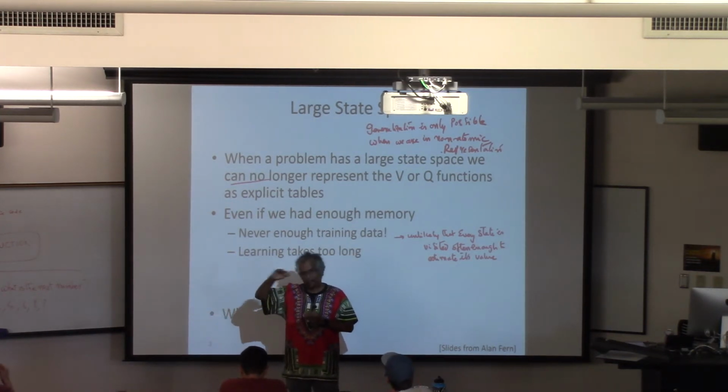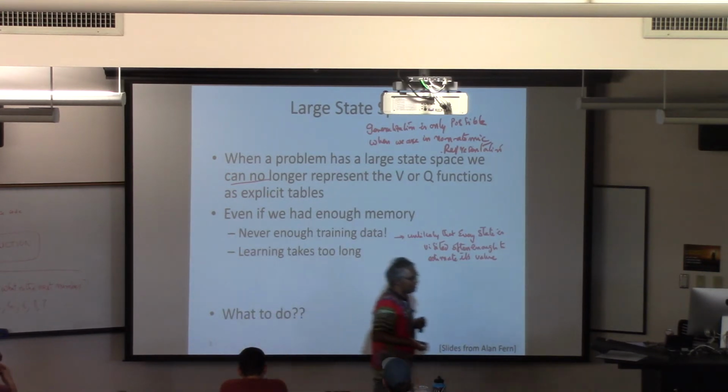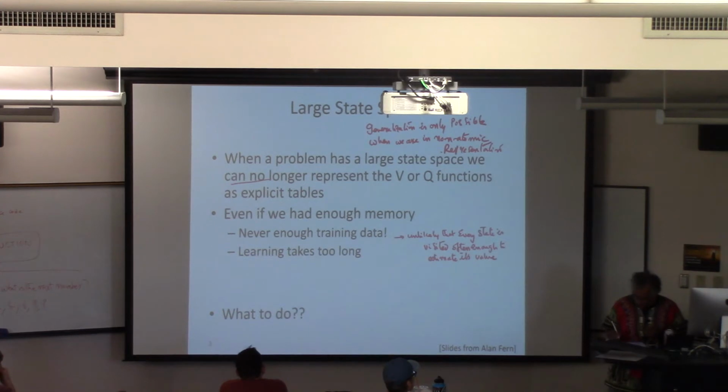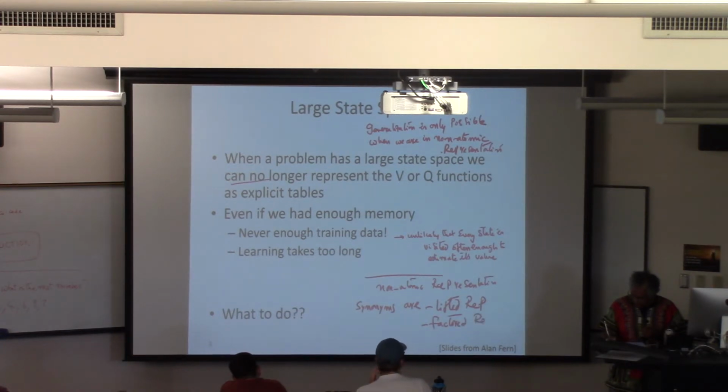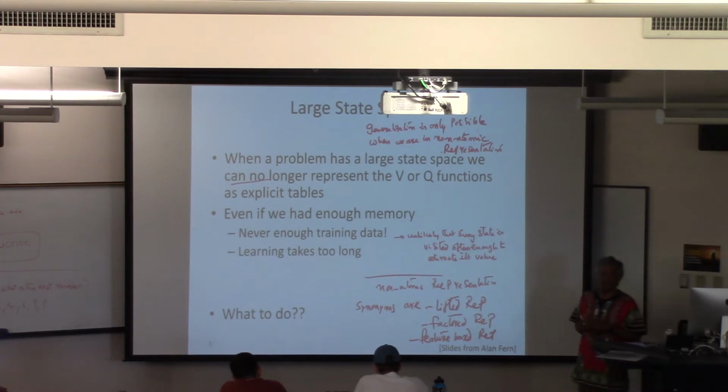You may be wrong in generalizing, but you don't have that otherwise. Feature-based, or what you call non-atomic, has many names, the synonyms for non-atomic representation. Synonyms are lifted representations, factored representations, feature-based representations. All of these essentially mean you're no longer in atomic worlds anymore, atomic states anymore.